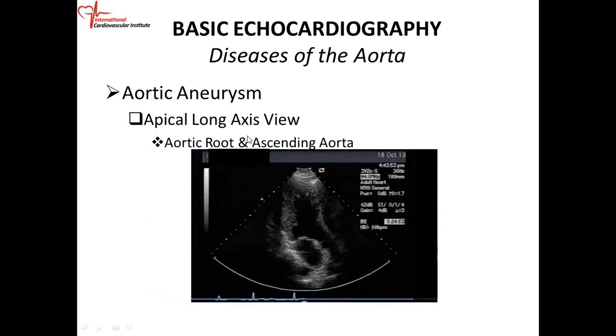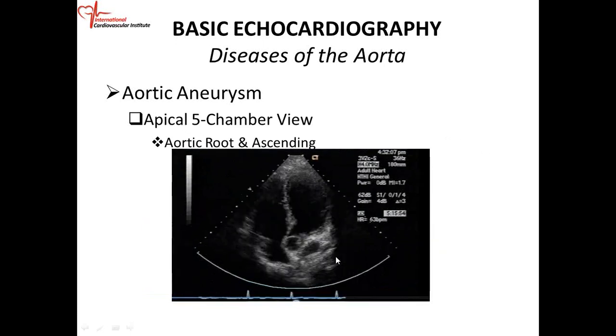Again, with your transthoracic echo, you can look at the apical long axis or the apical three-chamber view, and you can see your left ventricular outflow tract, you can see your aortic valve, you can see the root, and you can see the ascending aorta. With the five-chamber view, the same thing. You can see your left ventricular outflow tract, the aortic valve, the aortic root, and a portion of the ascending aorta.